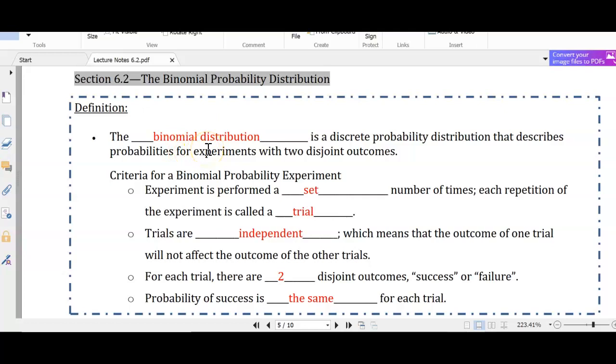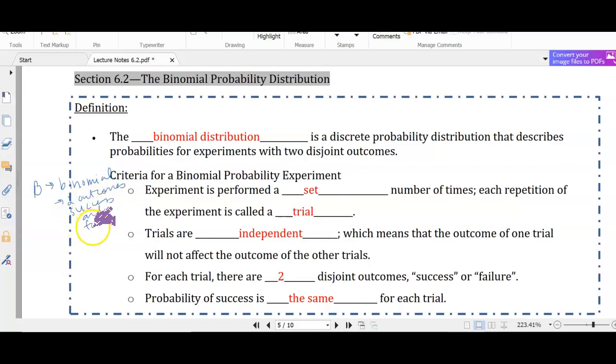There are criteria that have to be met to be a binomial experiment. We have them filled out here, but I'm going to give you the mnemonic device that I have that makes it easy to remember. We have BINS, where B means that we are going to be binomial, which means that we have two outcomes: success and failure. So we have two disjoint outcomes, success or failure.